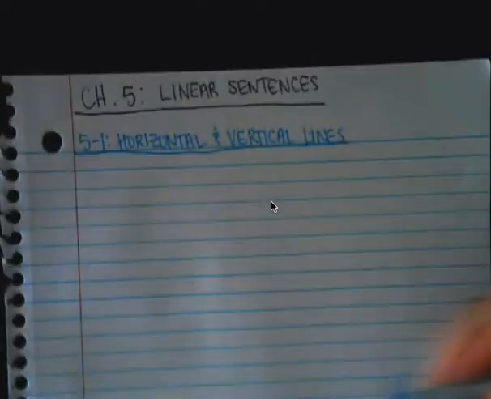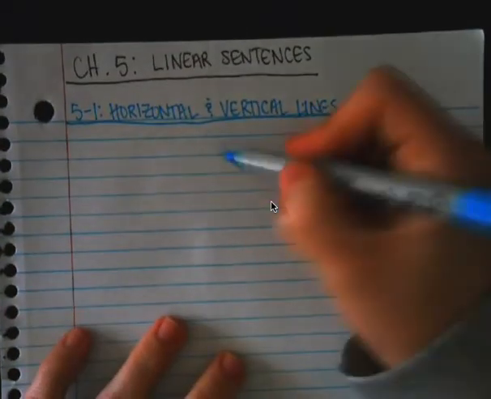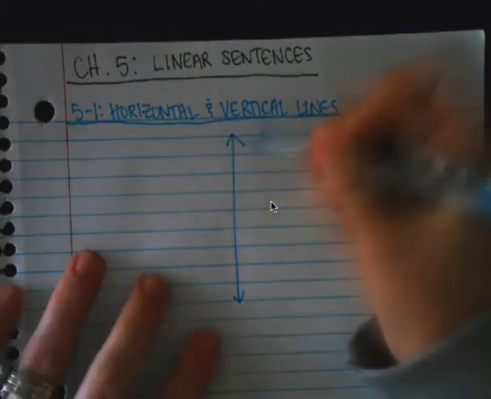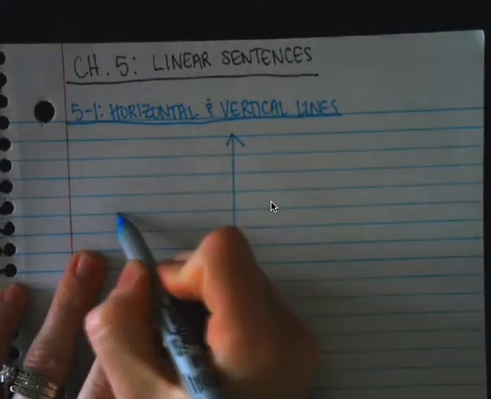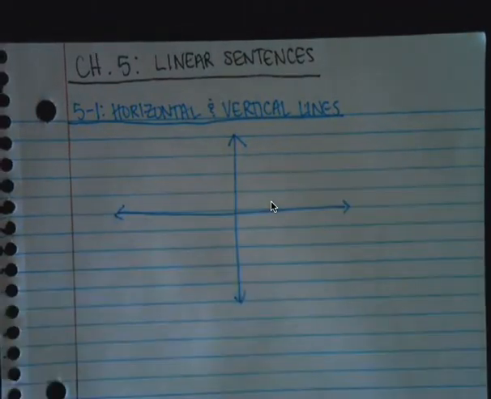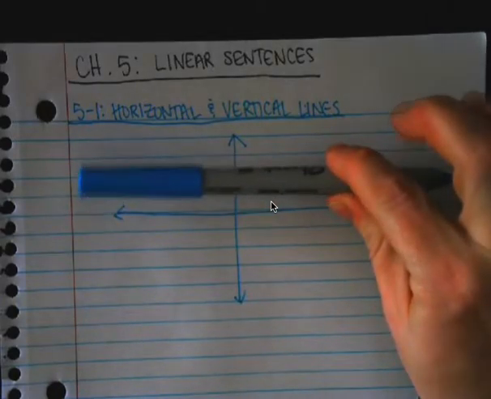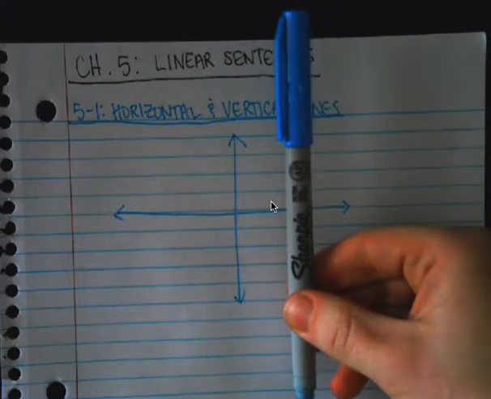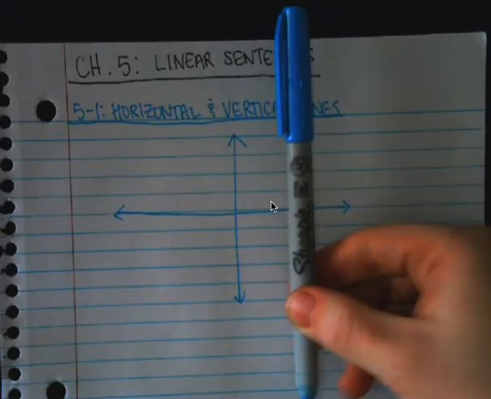Alright, so what I'm going to do is just draw a quick little set of axes. They don't have to be perfect, but this will just help us look at some things. I think most of you know what a horizontal line looks like and what a vertical line looks like. Horizontal looks like the horizon. Vertical, I just always look at the direction of when you make a V. It's mostly up and down. Okay, so that would be vertical.